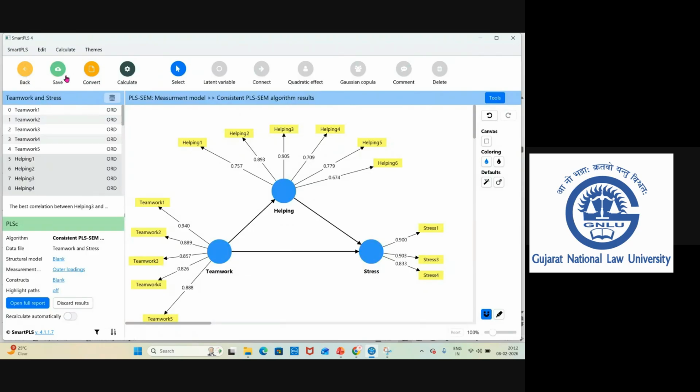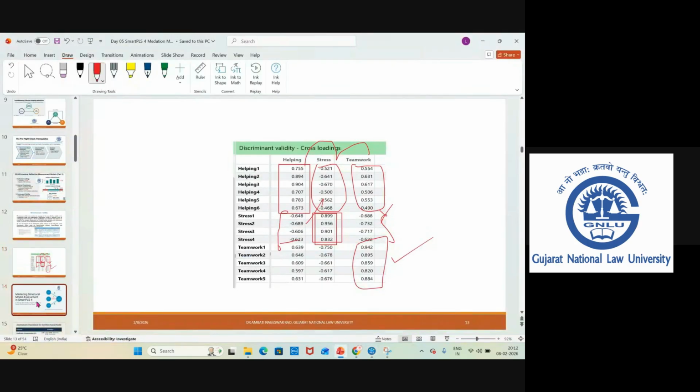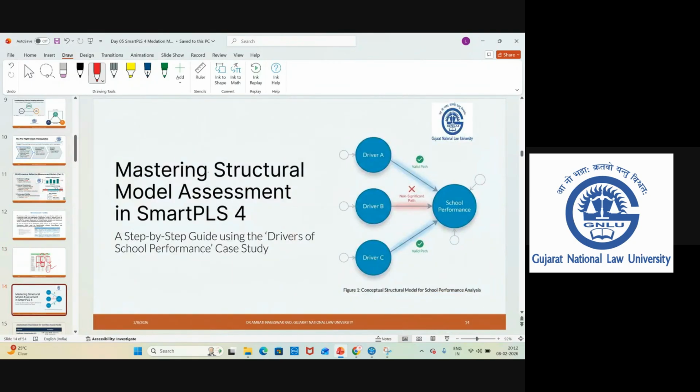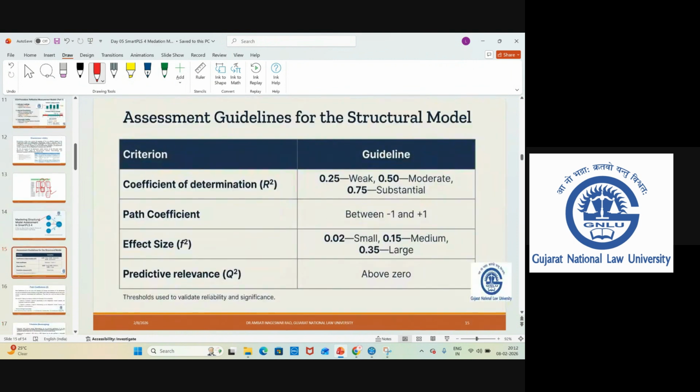Now just go back, click on edit. Right now we have completed the measurement model. The next step is the structural model. How to conduct the structural model analysis with the help of SmartPLS? We have four important factors: we are going to look at the R square value, path coefficient value, effect size, and predictive relevance.